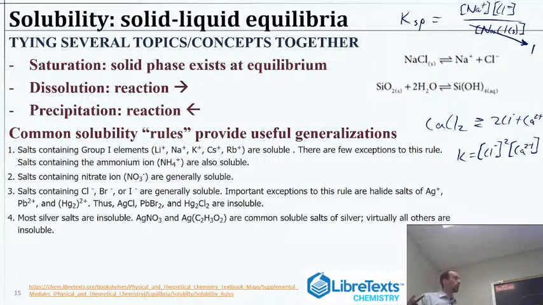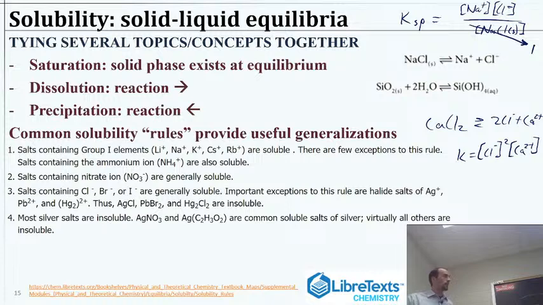Okay, so let's take a look through the rules. Some common solubility rules that are good generalizations. First of all, salts containing group 1 elements. That's like our lithium, sodium, potassium, cesium, and rubidium. They're generally quite soluble. There are a few exceptions. Salts containing ammonium ion are also typically quite soluble. So the group 1 and ammonium tend to be quite soluble.